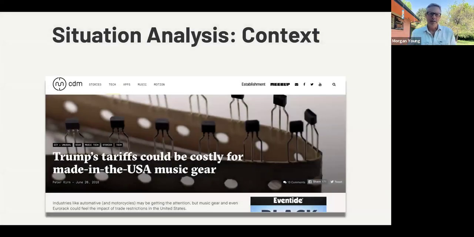Context is the PEST analysis, which stands for political, economic, social, and technological. When we talk about the political, I don't want you to get into whether this is Trump versus Biden or something like that. There's an aspect of that, but as you see from this headline, which dates back to 2018, it is more about what political decisions will be made.